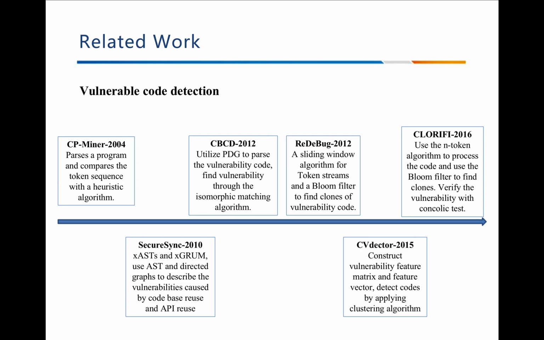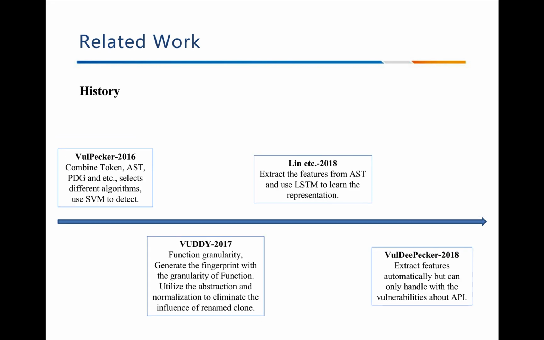As we can see, there are a lot of related works that detect vulnerable code clones. They utilize all kinds of program properties such as AST and PDG, then use different algorithms including Bloom filter and clustering to measure the similarity of vulnerable code and target code. In addition, there are detection methods based on machine learning. Some extract features from the AST and use LSTM to learn the representation. VulDeePecker is the first to use deep learning for detection.